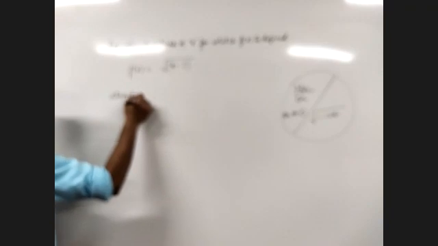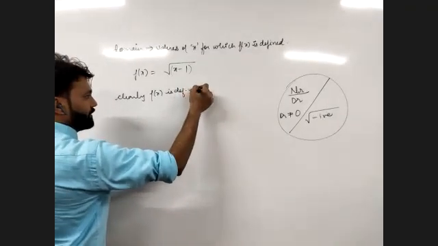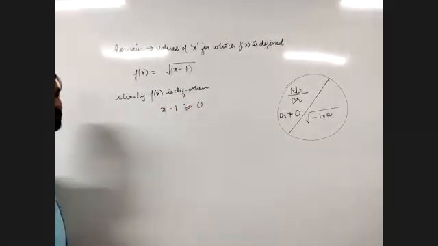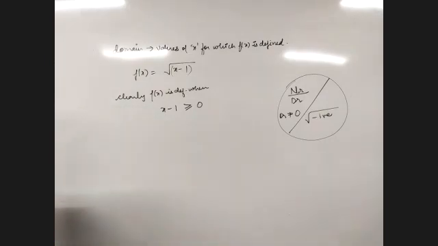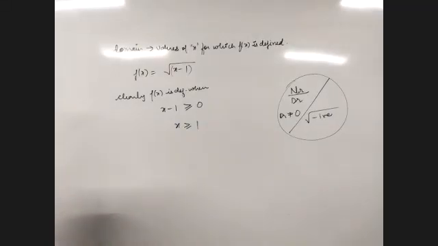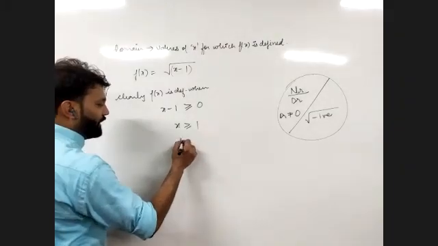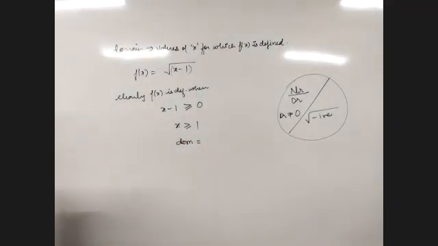So write clearly, f(x) is defined when x minus 1 is greater than or equal to 0. It can be 0 because square root of 0 is 0. So can we say that x is greater than or equal to 1? All values which are greater than or equal to 1. So what will be the domain? Interval form में लिखना है इसको, बताओ. सेट में जो पढ़ा था हमने, interval form.